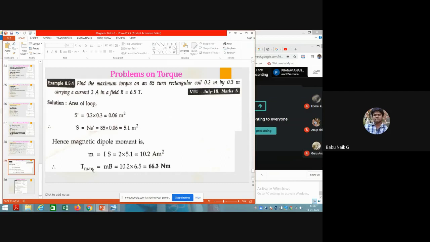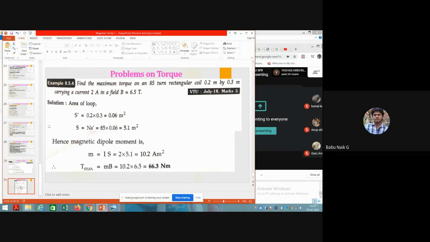Now the total maximum torque, which is IS cross B, that is, m cross B bar. If you take the magnitude of m and B, 10.2 cross 6.5, the dipole moment and the magnetic field, it equals 66.3 Newton meter. So this is how torque can be calculated for any rectangular coil. Like this, the problem will be mentioned and you have to calculate it.